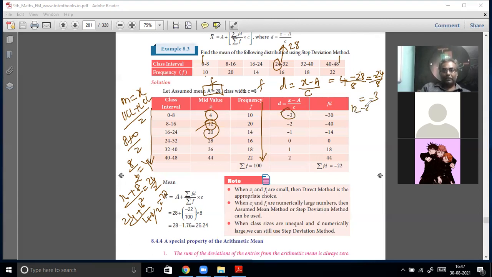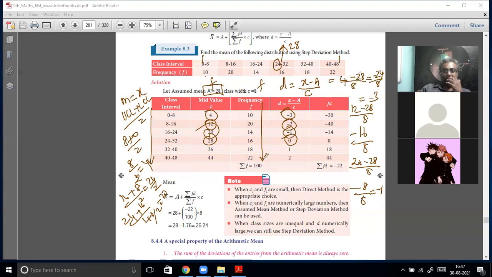Then 12 minus 28 by 8. How is 28 minus 12? Minus 16 by 8. That is equal to minus 2. Okay. Then 20 minus 28 by 8. That is equal to minus 8 by 8. It's equal to minus 1. Very simple. Then 28 minus 28 will be 0.